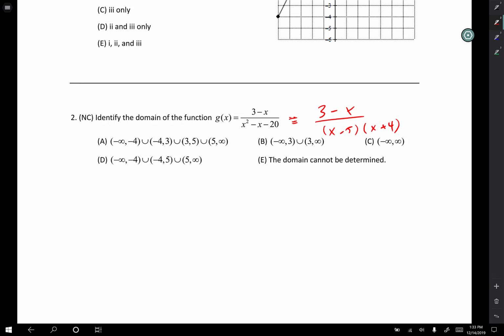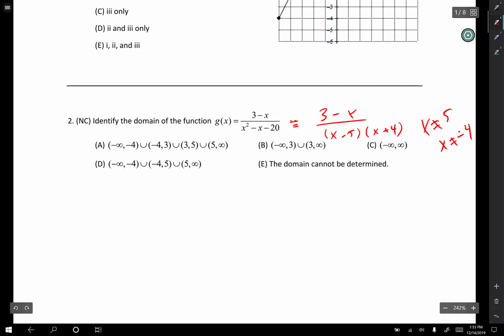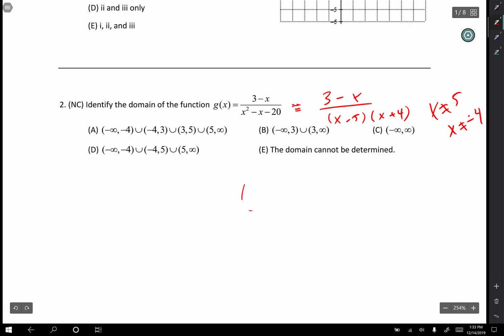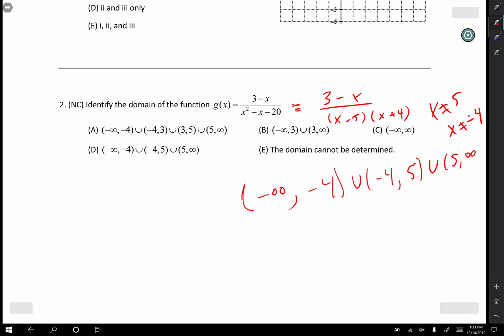So where is this function defined? It's defined for all real numbers except -5 and -4. So they don't write it like that, guys. They write it in interval notation. So -infinity until you get to -4, then union -4 until you get to 5, and then union again from 5 to infinity. So we look for that. Let's see. Infinity -4 to 5, 5 to infinity. Here we go. That's that one.